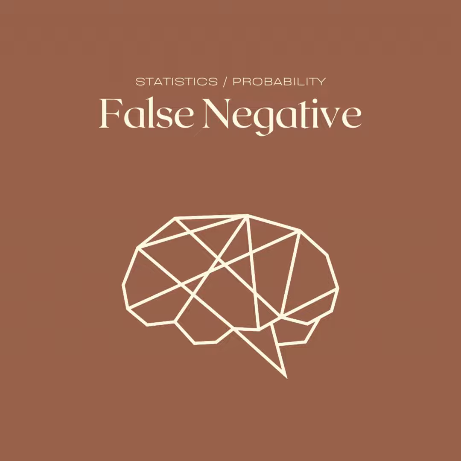Today, we're delving into a crucial concept in testing and decision theory, the false negative. A false negative occurs when a test result indicates that a condition is not present when in reality it is. It's like a guard dog that fails to bark when an intruder is actually present. False negatives are one of the two types of errors in binary classification, the other being false positives.